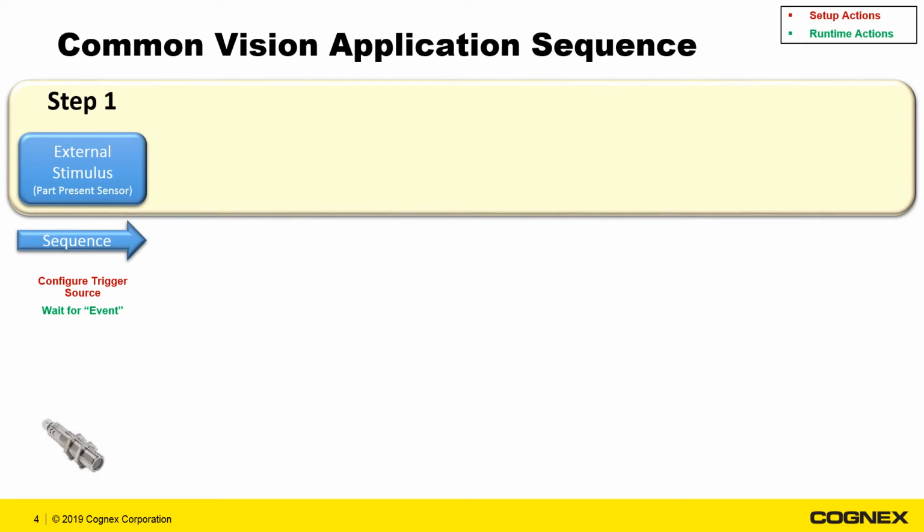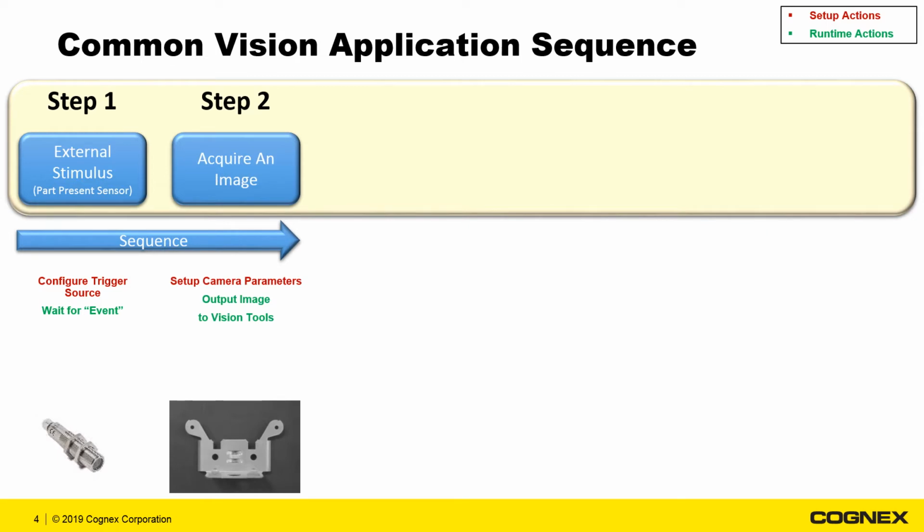Before we dive into the details of the program, let's take a 50,000-foot view of a typical machine vision application performing, in this case, an inspection task. Vision systems, like most automation systems, rely on some external stimulus to start an action. So we need to configure what type of event will initiate a program cycle, which could be a simple photosensor detecting that a new part is in front of the camera. Once the part is in place, we need to acquire an image and present the image to the vision tools for analysis.